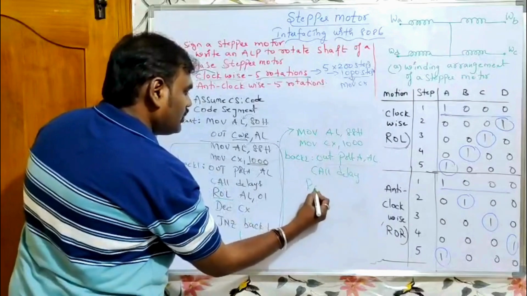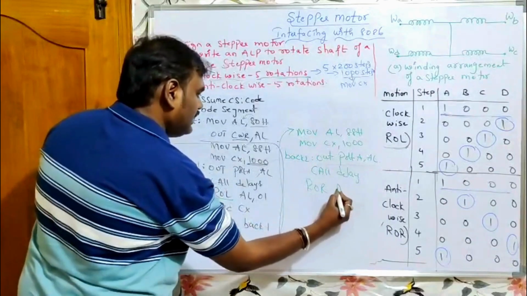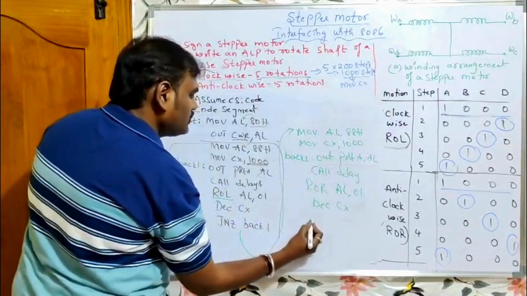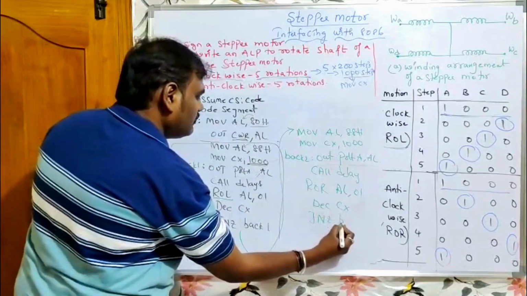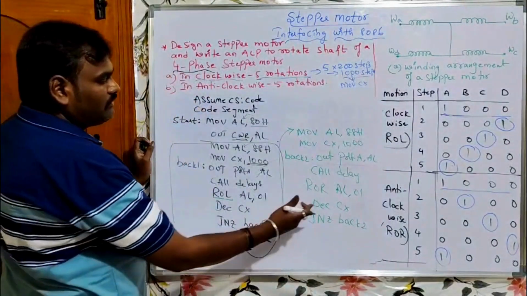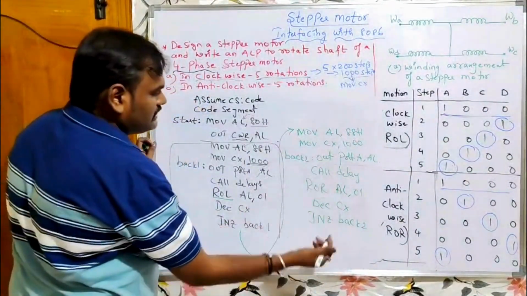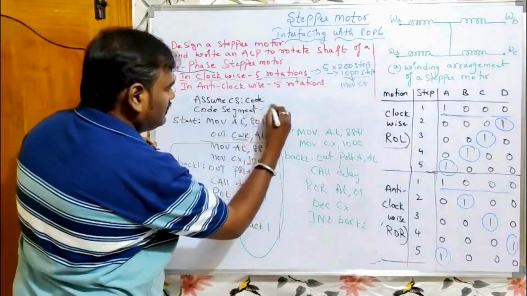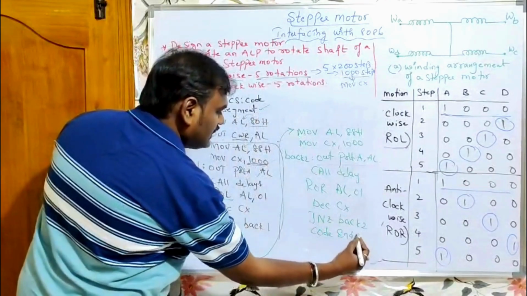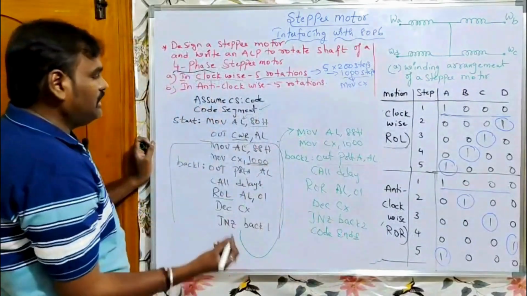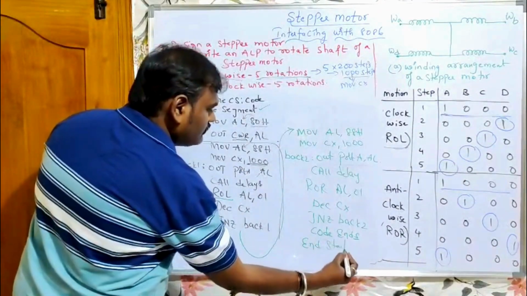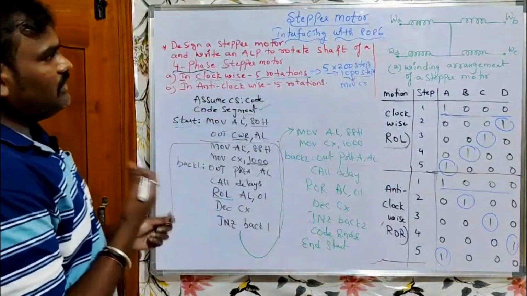And here for anti-clockwise we need to write ROR AL, 01, DEC CX. If it is not 0, JNZ, jump if not equal to 0, back. This is the module for anti-clockwise. Whenever the count value reaches 0, we need to end the segment. So code ends means END segment. Now we are ending the code segment, and we need to end the start also, END START. This is the ALP for the stepper motor.